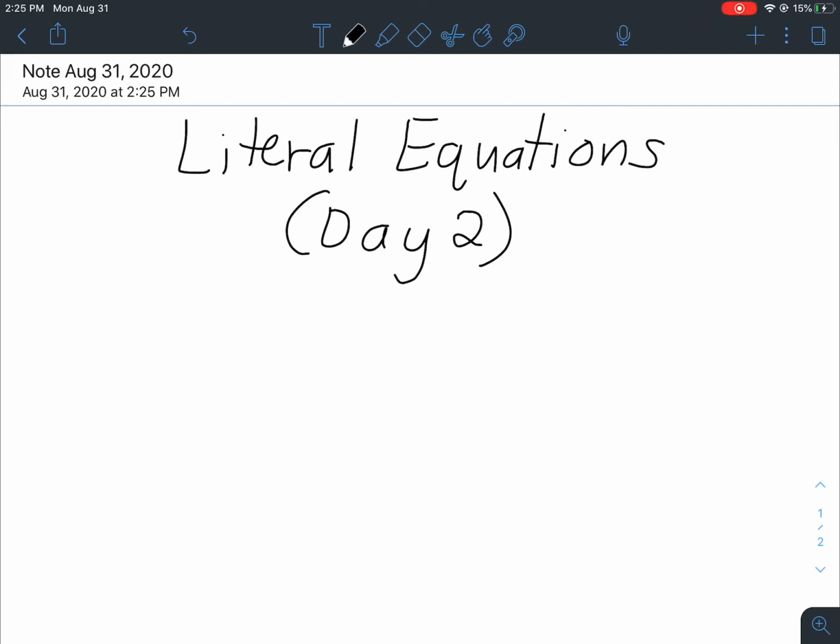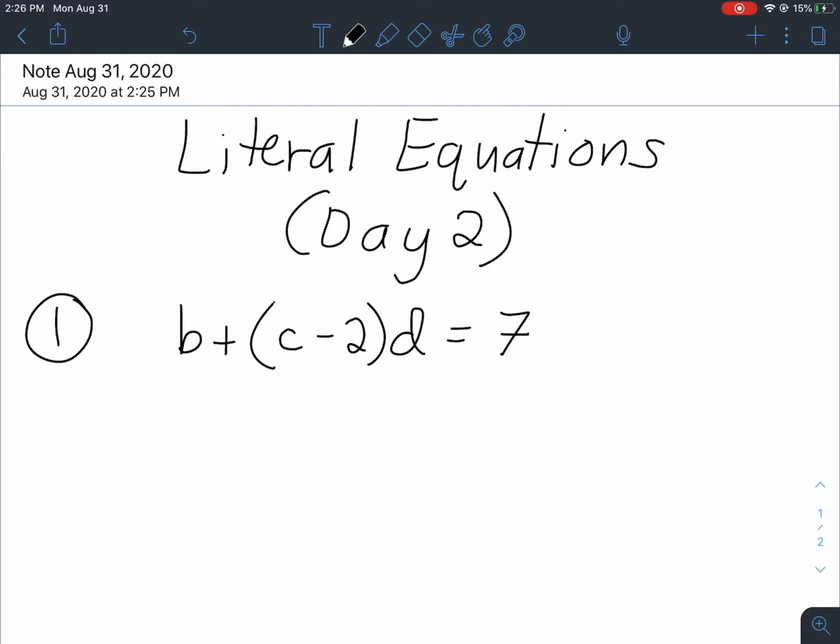Okay, today we are going to continue with the literal equations that we talked about in class this week. So the first one that I want to go over is b plus the quantity c minus 2 times d equals 7. And we're trying to solve that for c.